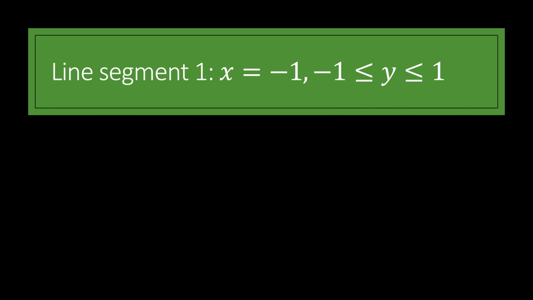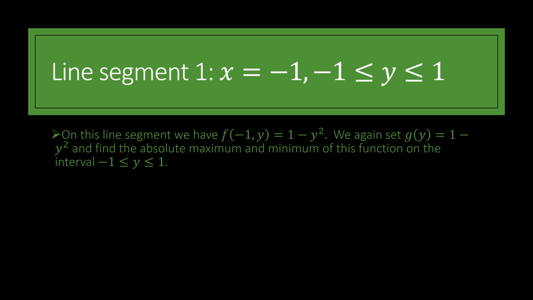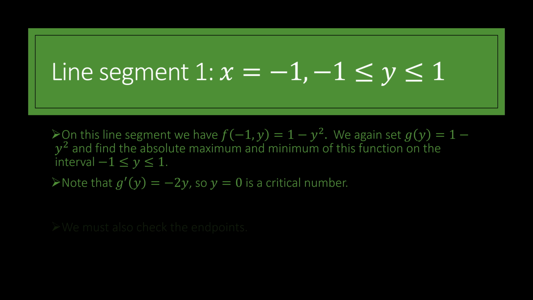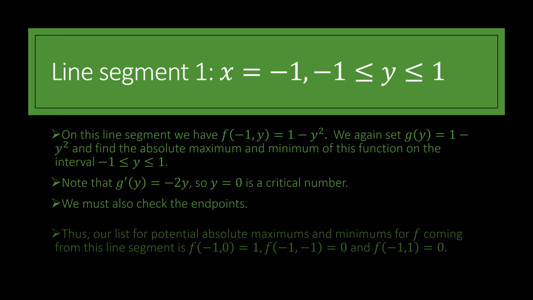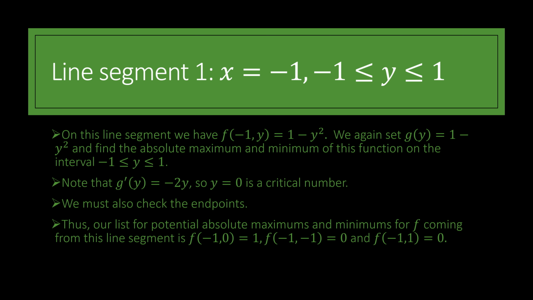Now we move to the line segment, which should be line segment 2, so when x is equal to negative 1, and y is between negative 1 and 1. So we just run through the same thing. X is going to be negative 1 here, and we go through the exact same process. Again, we get y equals 0 as a critical number. Again, we check the endpoints, and we get these values here. Again, circle these values. We're going to come back to them.